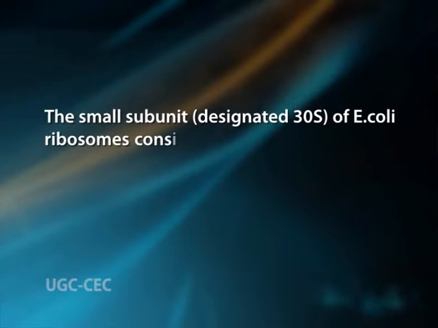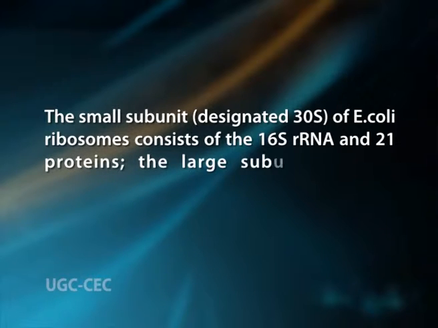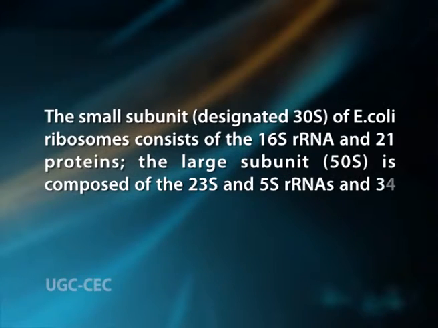The small subunit, designated 30S, of E. coli ribosomes consists of the 16S ribosomal RNA and 21 proteins. The large subunit, 50S, is composed of the 23S and 5S rRNAs and 34 proteins. Each ribosome contains one copy of the ribosomal RNAs and one copy of each of the ribosomal proteins, with one exception. One protein of the 50S subunit is present in 4 copies.